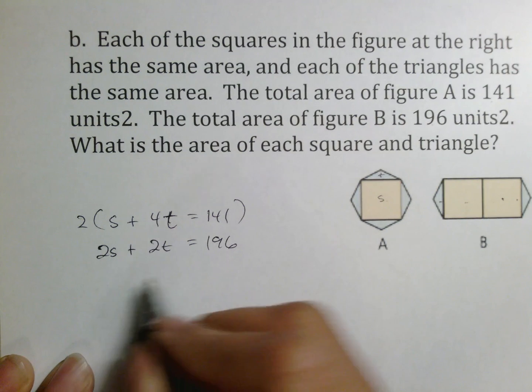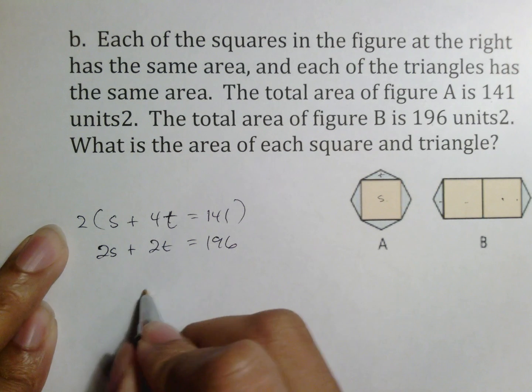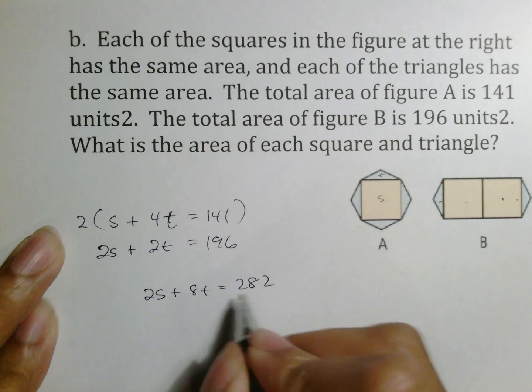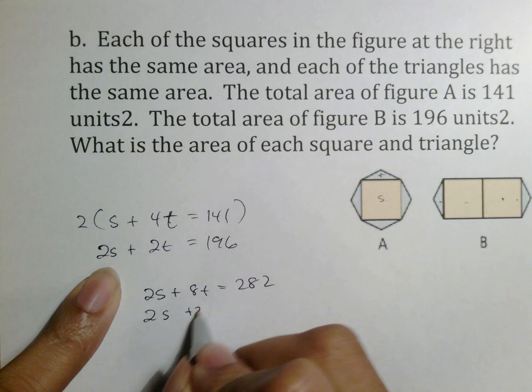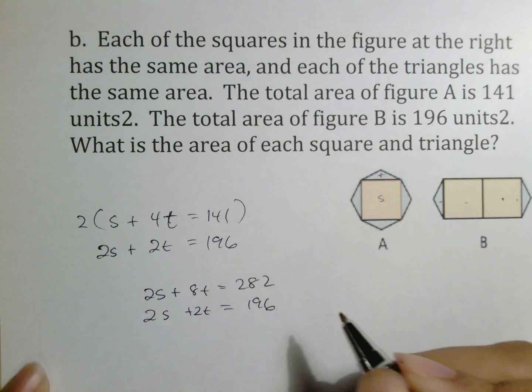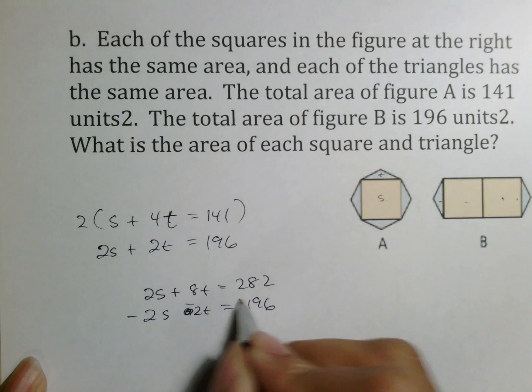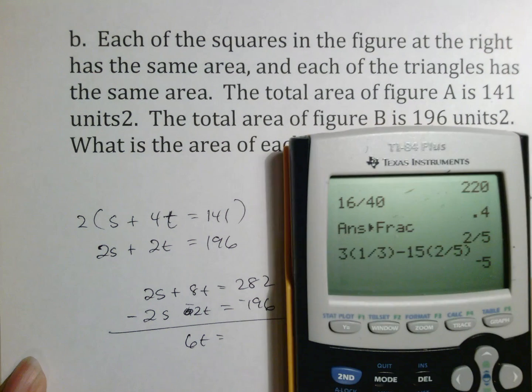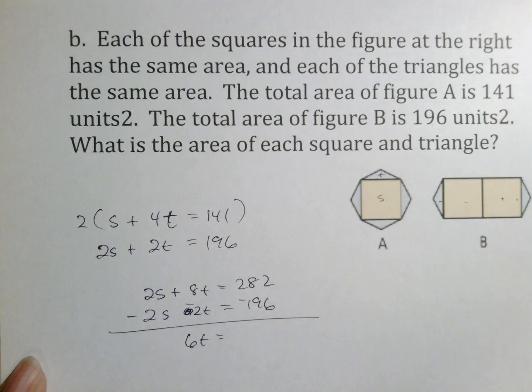I'll multiply the top by 2, because remember I like to focus on the front one. 2s plus 8t equals 282. Leave this alone: 2s plus 2t equals 196. Switching the signs on my bottom row, you end up with 6t is equal to 282 minus 196, which is 86.